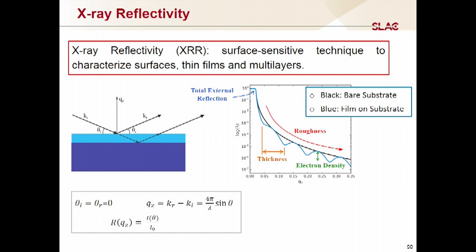If you have a film on top, you're going to end up with these oscillations. The frequency of that tells you about what the thickness of that layer is. And then the amplitude of that oscillation tells you about the electron density contrast between the film and the substrate. And this gets much more complicated if you have multiple layers. All of these different things start to interfere, but we're going to consider a fairly simple case for right now.